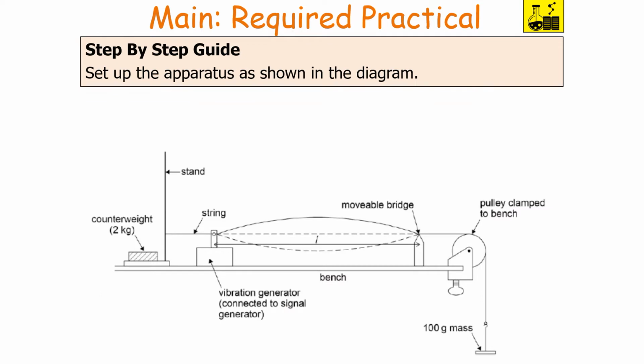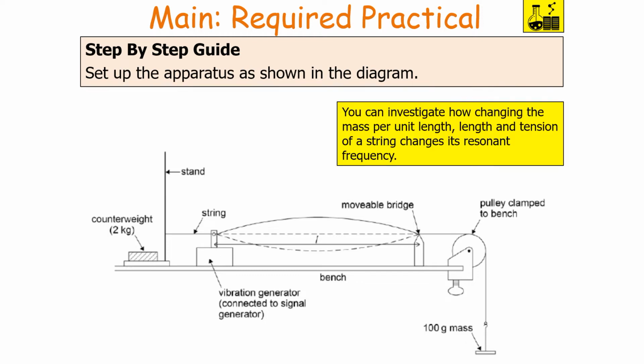So you can see here what we've done is we have produced a standing wave on a string by using a vibration generator connected to a signal generator, a stretched string, a movable bridge and a pulley which is clamped to the bench, along with masses hanging off the end of the string. With this equipment you can investigate how changing the mass per unit length, the length of the string and the tension of a string can change the resonant frequency at which the standing wave is produced.